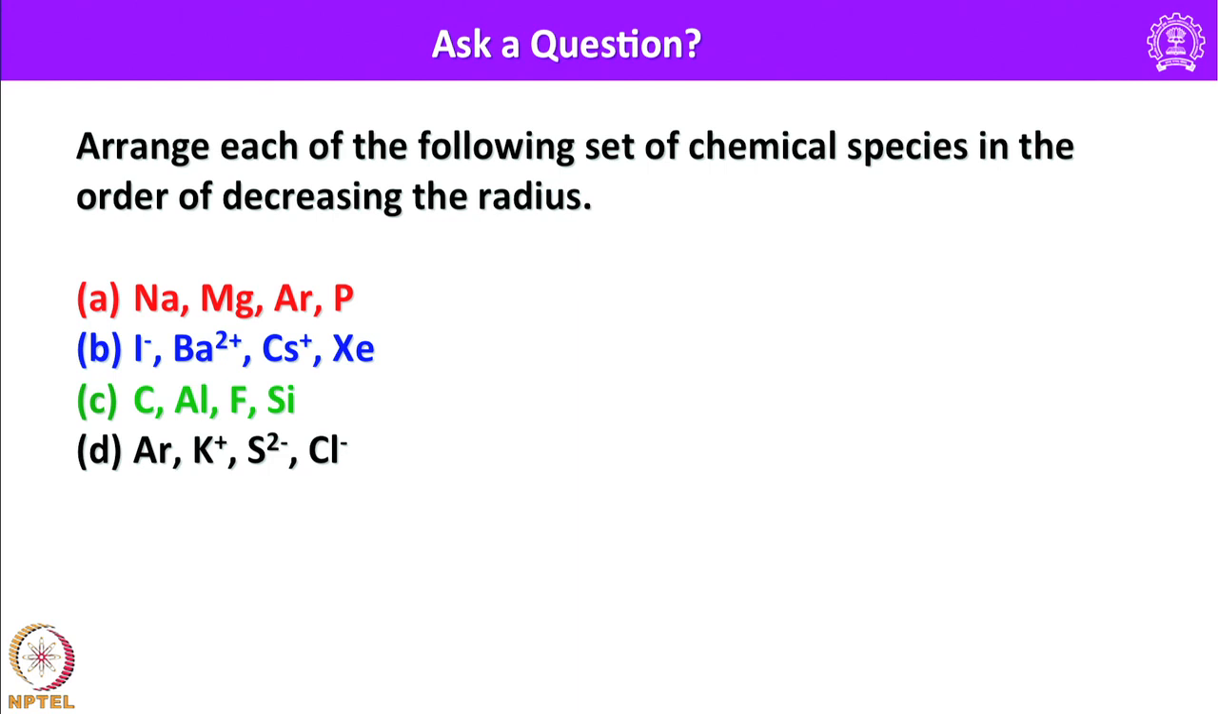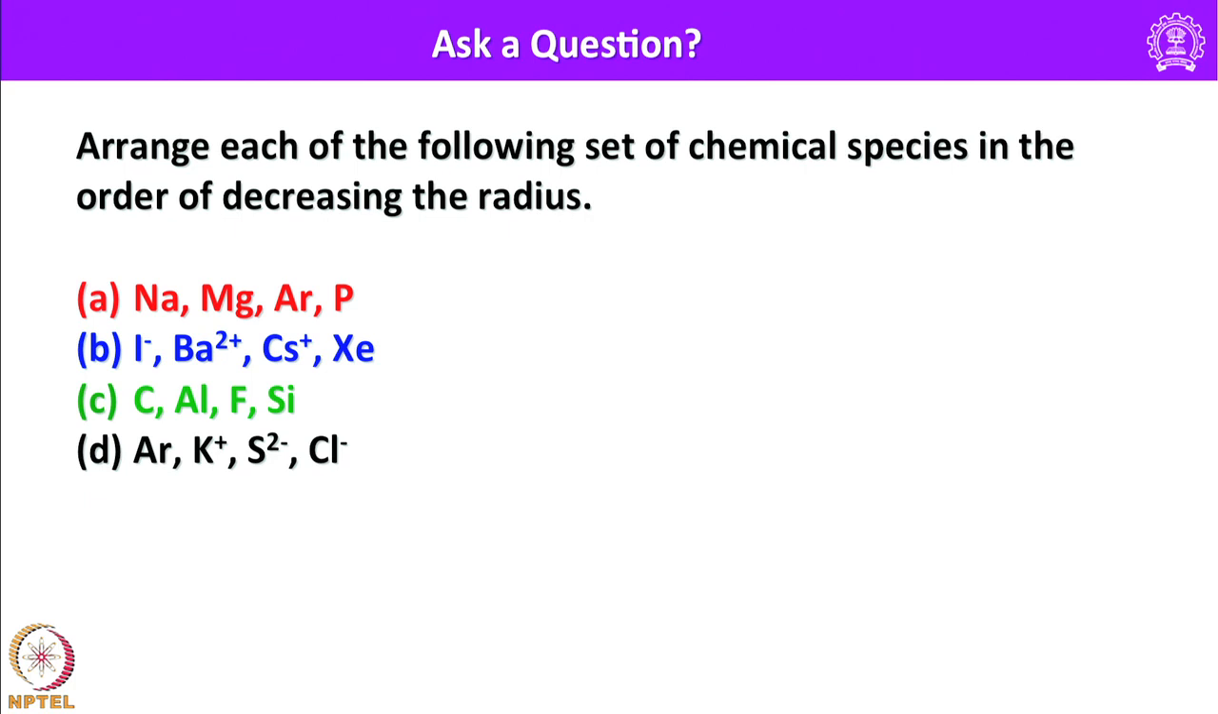So, arrange each of the following set of chemical species in the order of decreasing radius. Let us consider one row at a time. In the first set, we have sodium, magnesium, argon and phosphorus. In the second one, we have iodide, Ba2 plus, Cs plus and xenon. In the third series, we have carbon, aluminum, fluorine and silicon, and in the last one we have argon, K plus, S2 minus and Cl minus ions.